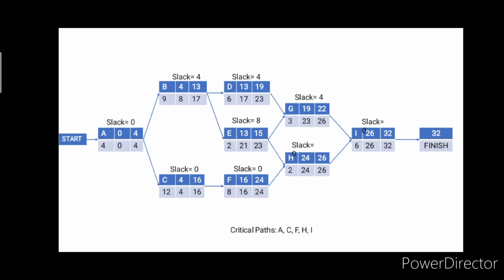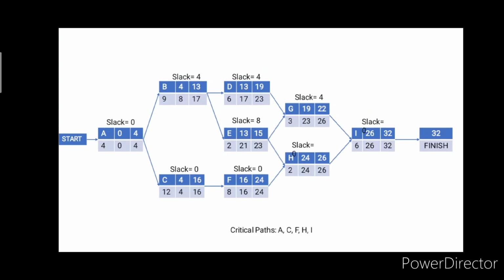H also has two predecessors, E and F. So we put 24 on F and subtract 8, equals 16. E doesn't use H's value because we choose the lower time. F needs C, so we put 16 and subtract 12, equals 4. B has two predecessors, D and E. We choose the lowest amount of time, which is 17. We subtract 9, equals 8. Same with A. We choose the lowest time, which is 4, and subtract 4, equal to 0.